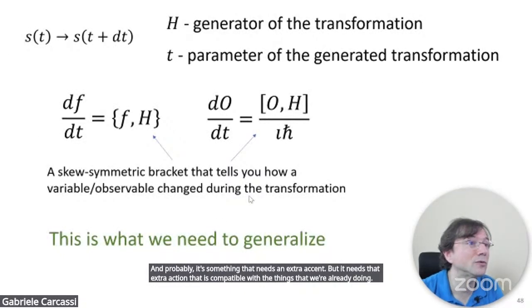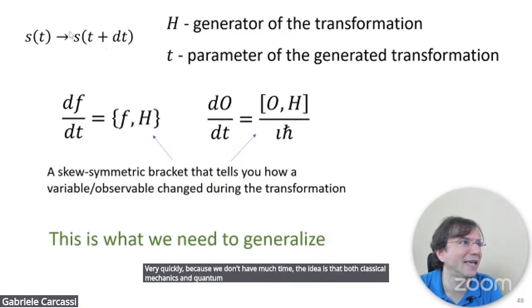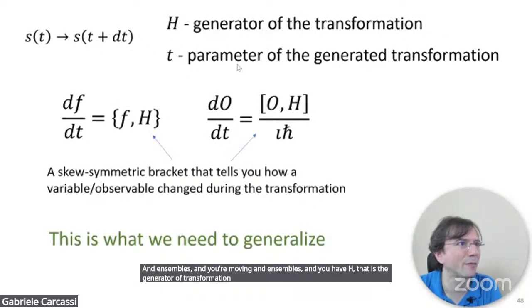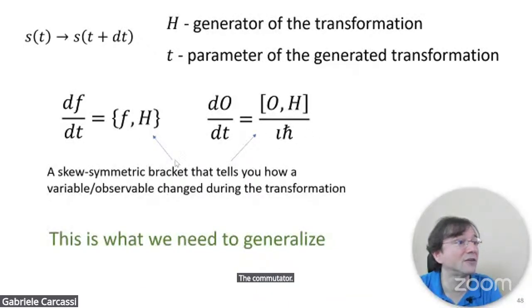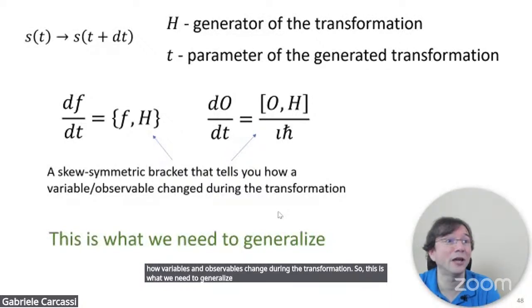So very quickly, because we don't have much time, the idea is that in both classical mechanics and quantum mechanics you have ensembles, and you're moving the ensembles, and you have H, the generator of a transformation, and t, the parameter of the transformation. You have observables, and you're looking at how the observables change in time. In classical mechanics, you use the Poisson bracket, and in quantum mechanics, you use the commutator. Both of these are skew-symmetric brackets that tell you how variables and observables change during the transformation.